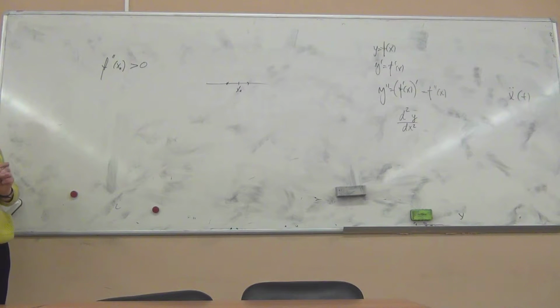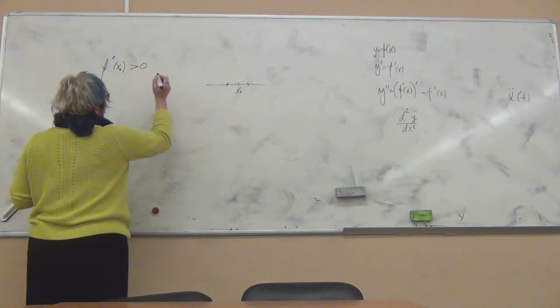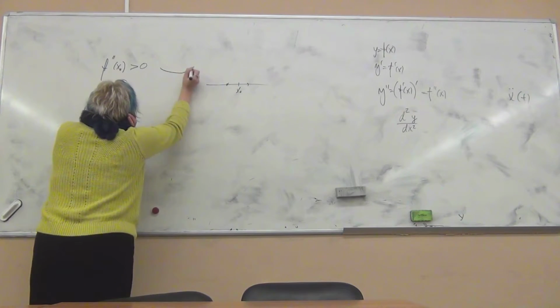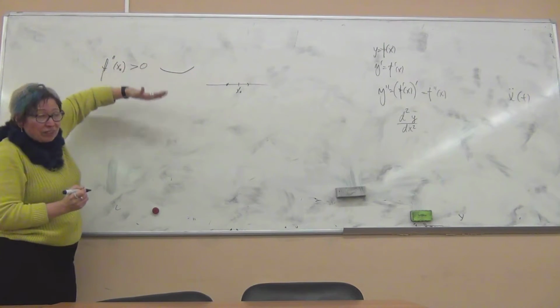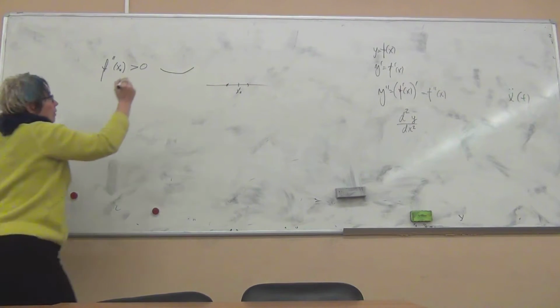So, if the second derivative is positive, then we say that the function is concave up. That would be the calculus description of concavity. Concave up. The cavity is pointing upwards. This is called concave up.